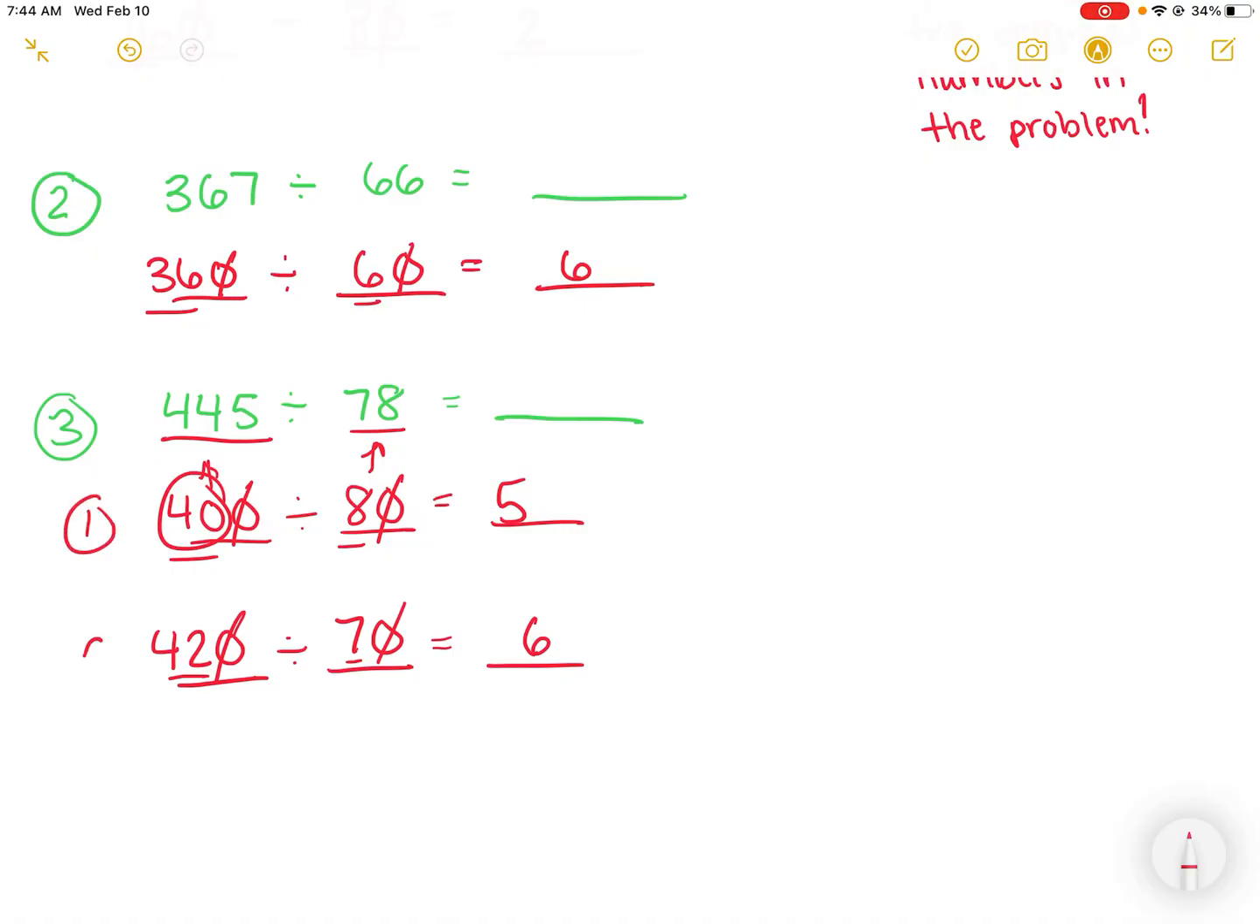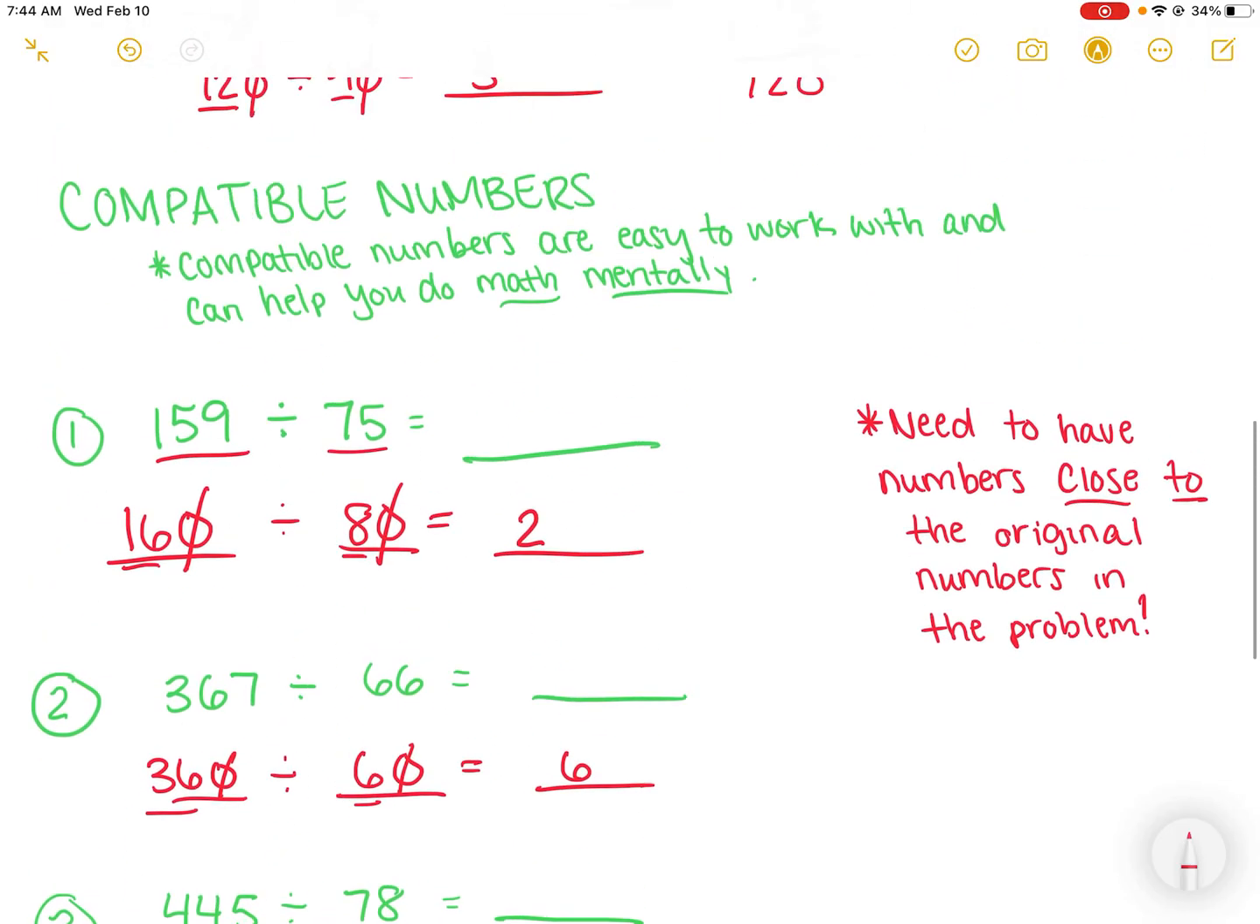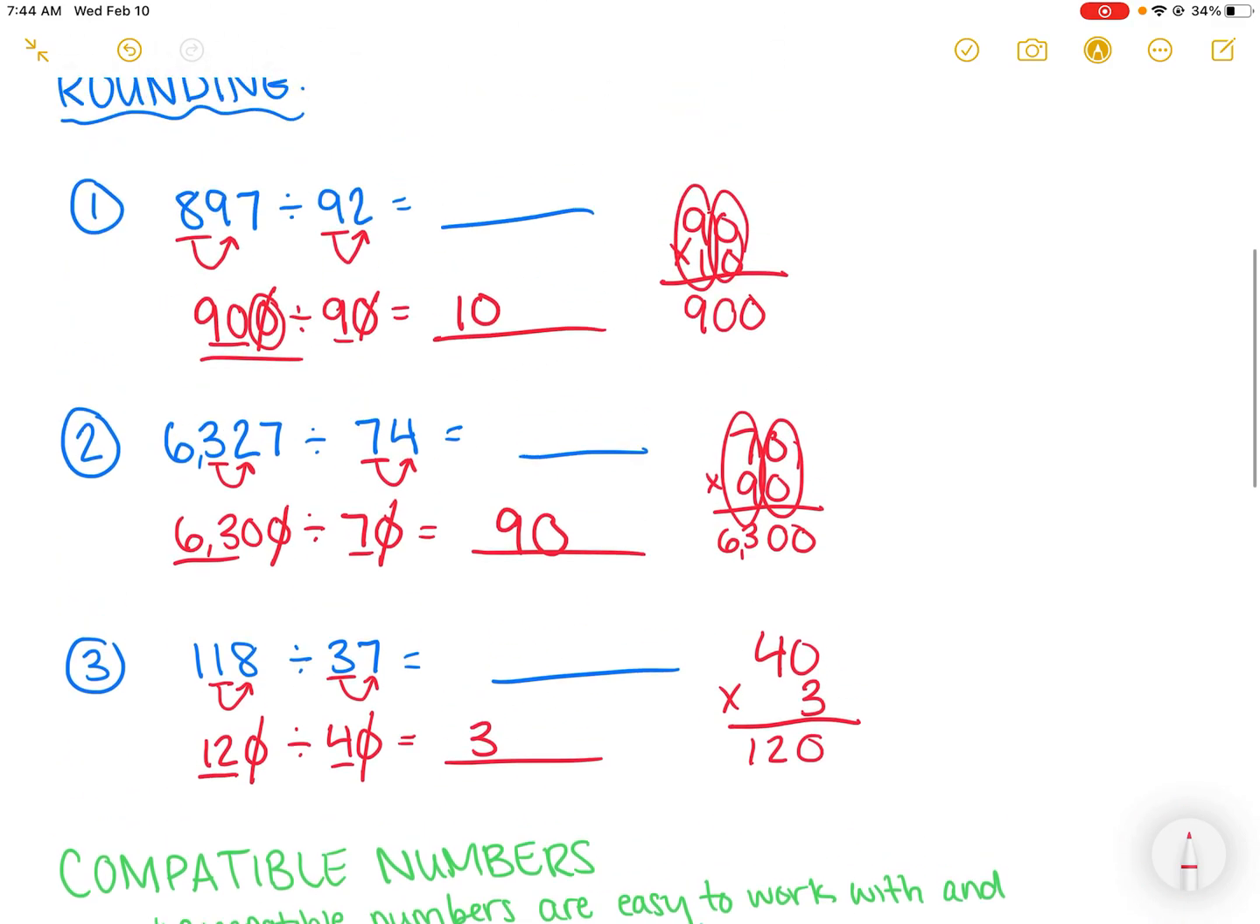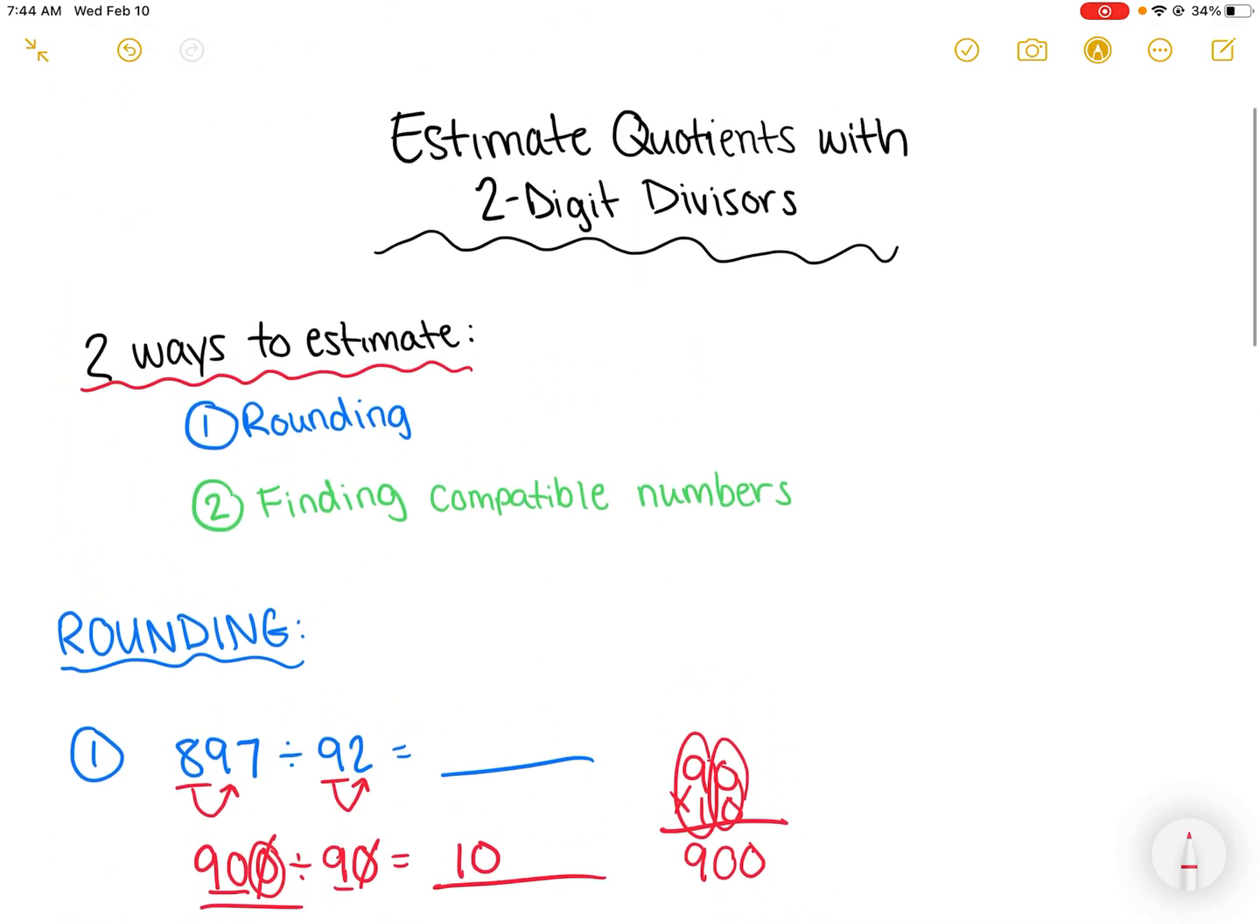So this right here is 2 separate ways that you can find compatible numbers for the same problem. So you might not always get the same answer that everyone else gets, but as long as you are finding numbers that are close to the original numbers in the problem, you're doing it correct. So this is how you can use rounding and compatible numbers to find the answers, or to find quotients with 2-digit divisors.